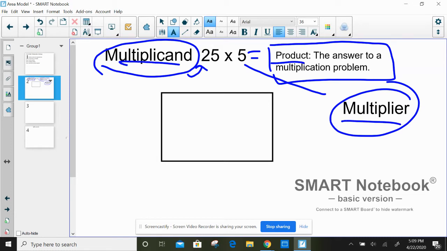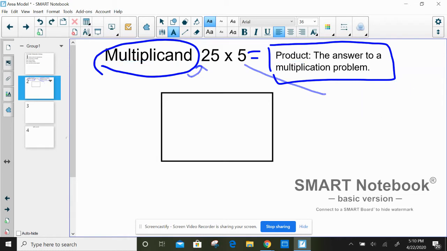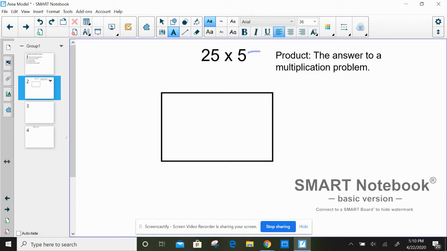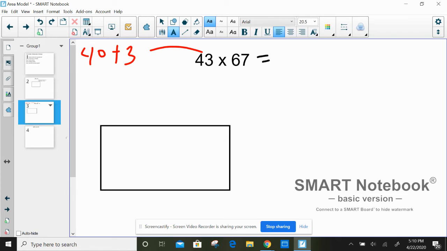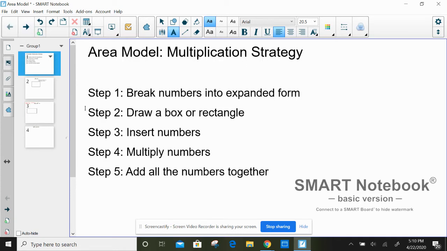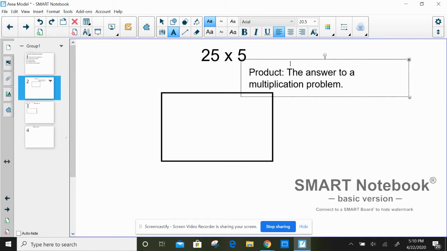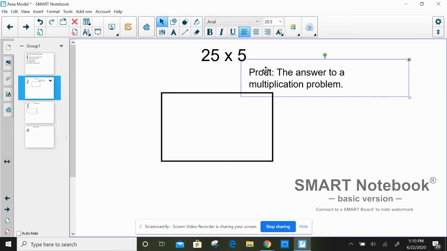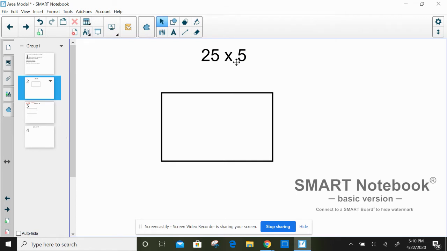Now I'm going to use those words again throughout this presentation, but I wanted to just outline them really clear here as well. Okay, so first, today we are solving for the product, the answer to the multiplication problem here. Okay, so to do that with area model, the first step is to break the numbers apart into expanded form. So this number, 25, we can put into expanded form, but 5 we really can't, because 5 is already just a 1-digit number, so we don't need to break it apart anymore, right?